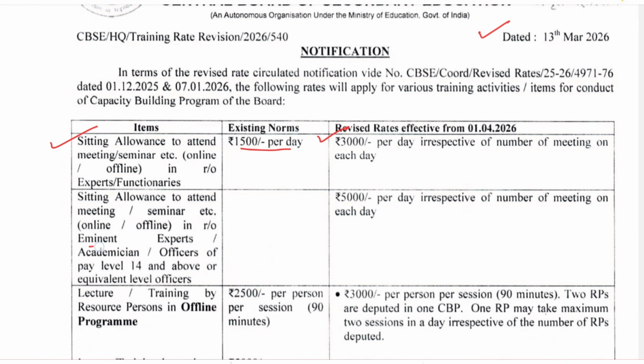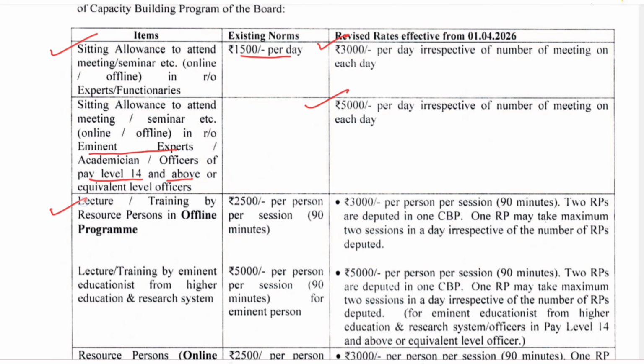Now, if you are an eminent expert officer of pay level 14 and above, then you are going to get 5000 rupees per day. Next, lecture or training by the resource person in an offline program. Earlier they used to pay 2500 per person per session. Now they are going to pay 3000 per person per session of 90 minutes.